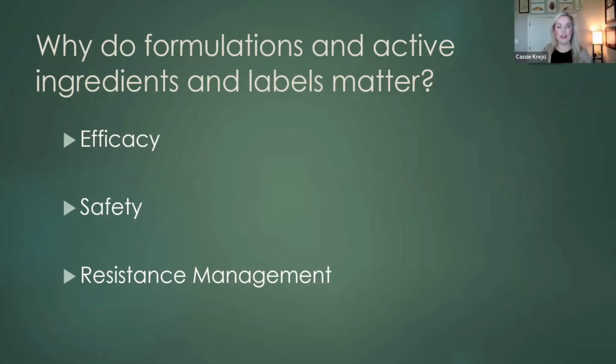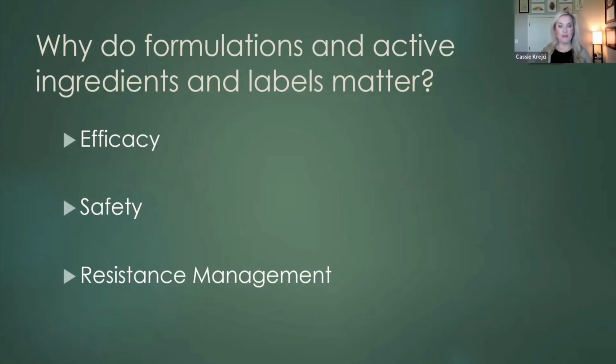We'll cover buzzwords a little bit later, but overall, label language means something, and it has to be proven. Just because something says knockdown, that means a thing, and kill means something completely different than control. So the efficacy of that formula can make a big difference in the way you see it perform in the field. Safety is a huge part of looking at formulations.